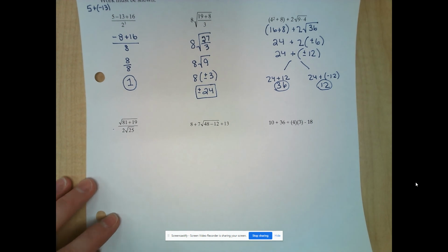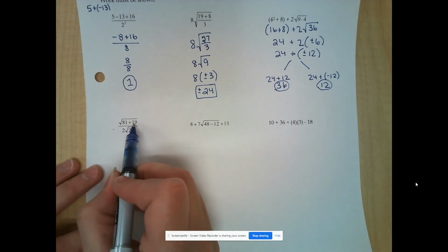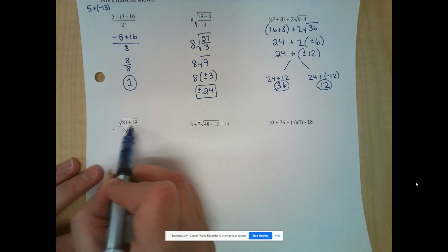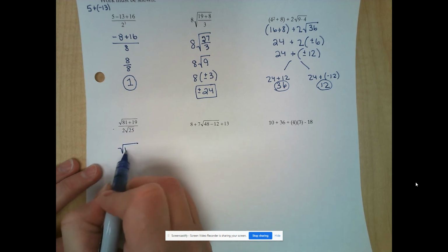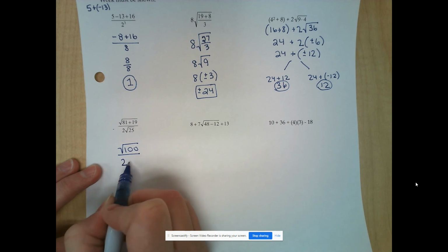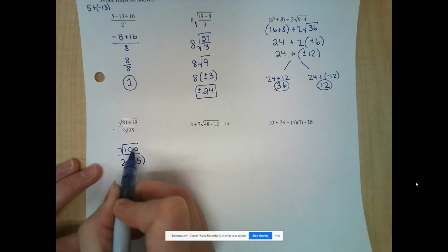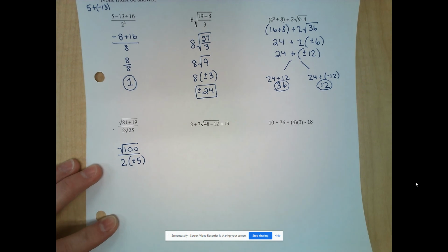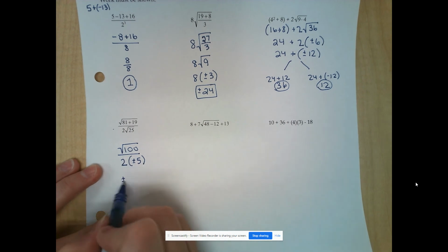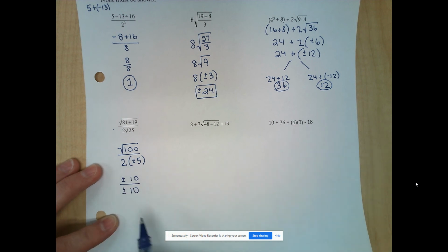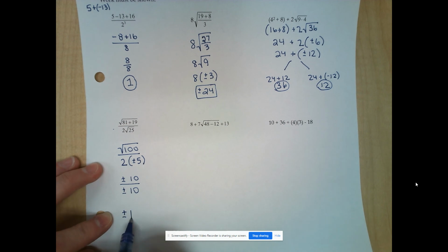more examples. The square root of 81 plus 19, I'm going to start under the radical, anything in the numerator first. So square root of 100 over, and down here in the denominator 2, the square root of 25 is plus or minus 5. I did one step in the numerator, one step in the denominator because they're independent. Square root of 100 is plus or minus 10 over 2 times plus or minus 5 would also be plus or minus 10. Now, depending on which one gets the positive and which one gets the negative, your answer would be plus or minus 1, right?